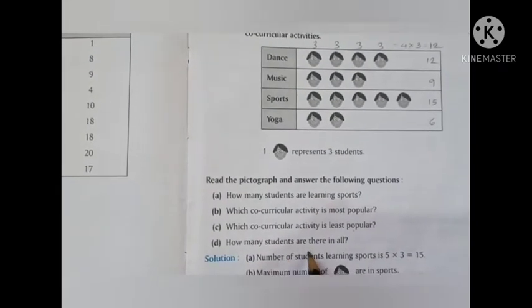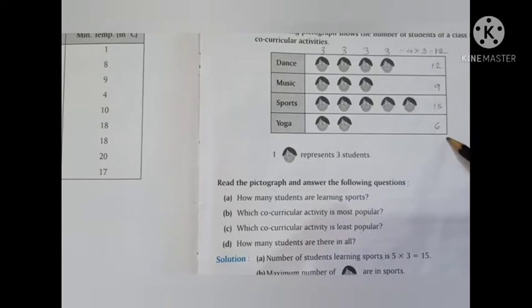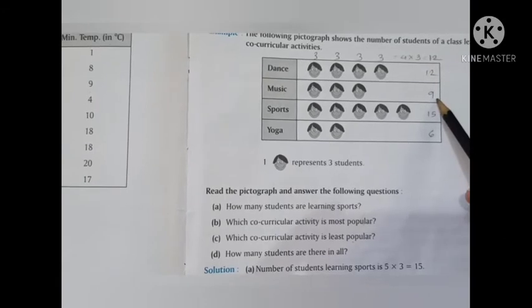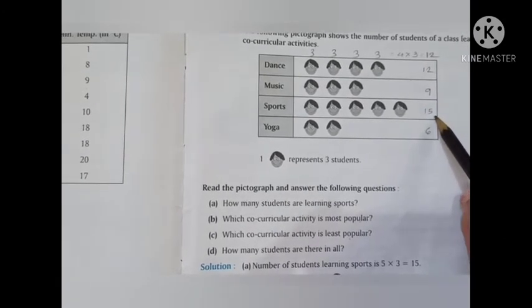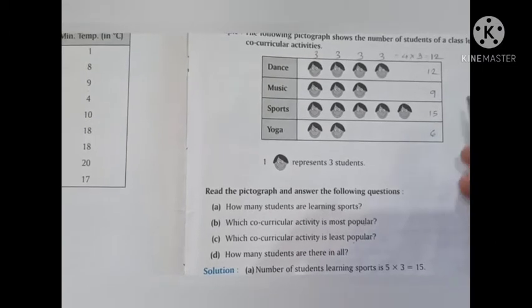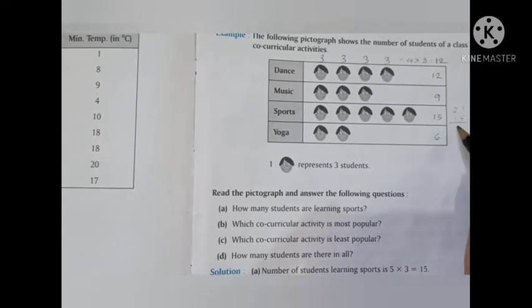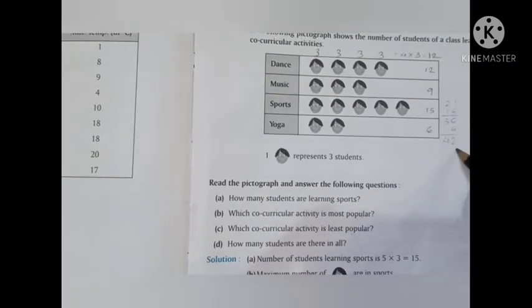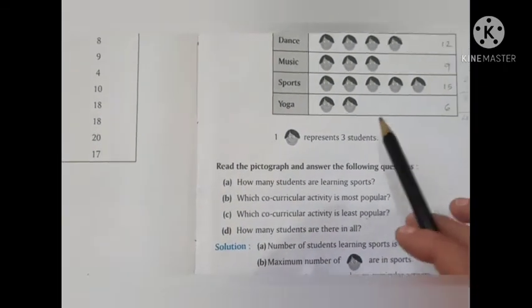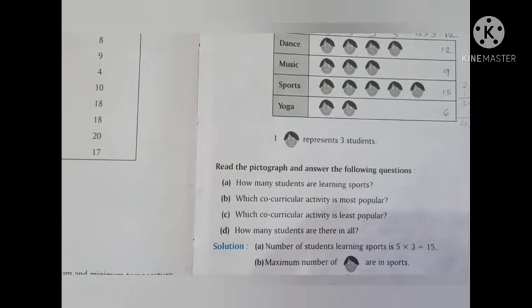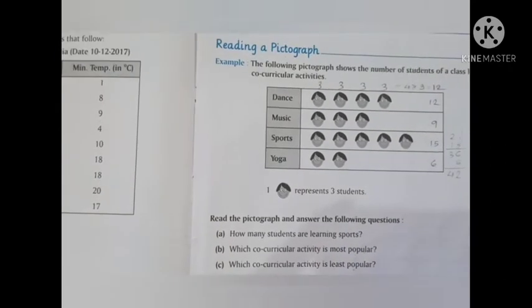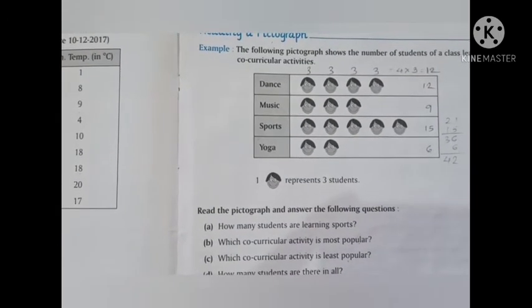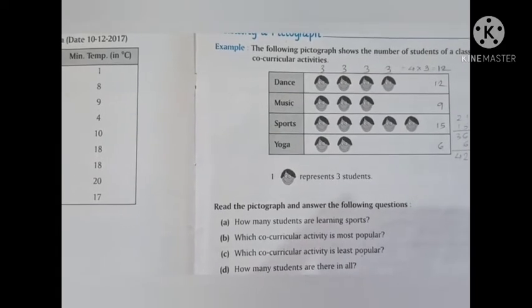Then how many students are there in all? We have to find out the total here, right? You can see here 12 plus 9, it is 21. 21 plus 15 is 36, and plus this 6, the total is 42. So the total number of students participating in various activities is 42. In this way you have to solve the data handling problems which are given in the form of pictograph or representation of data in a picture form.